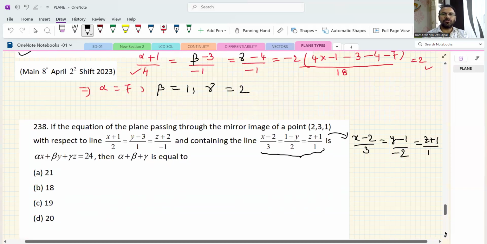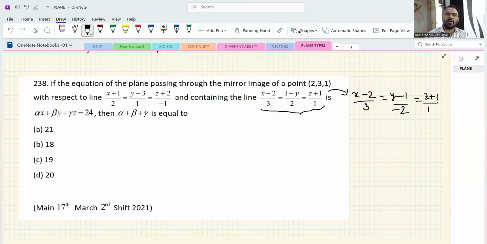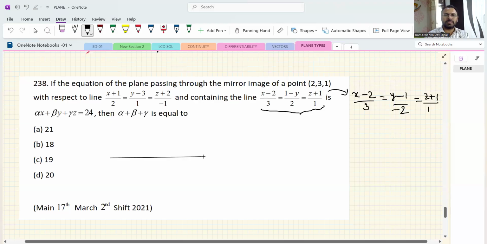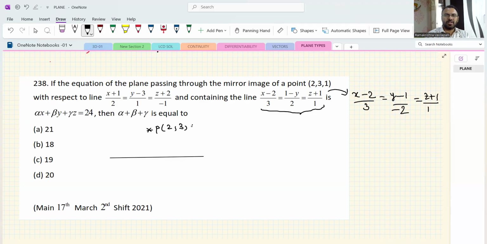Now, first we need to find out what is the image of the point in the line. Well, so here is the procedure. This is the line L. And they have given the point. Assume this is the point P. Point P is 2, 3, 1. I will find out first of all what is foot of perpendicular Q.